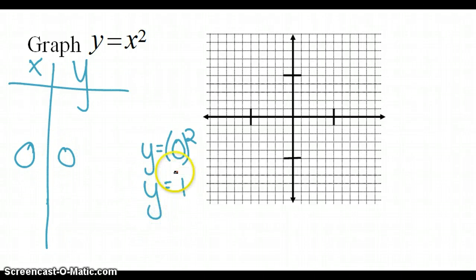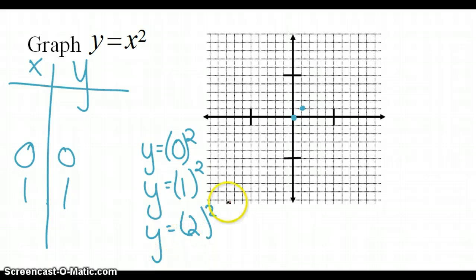If I plug in 1 for x, y is going to be 1 squared, which is 1. Okay, so plotting these points. So far, it looks like it might be a line. Interesting. Let's keep going.